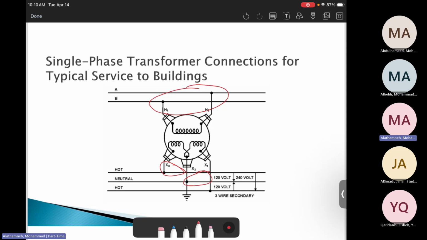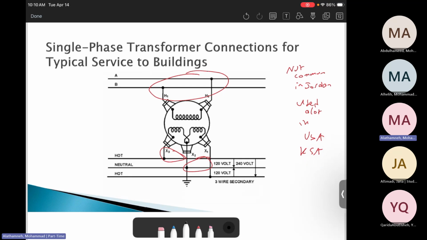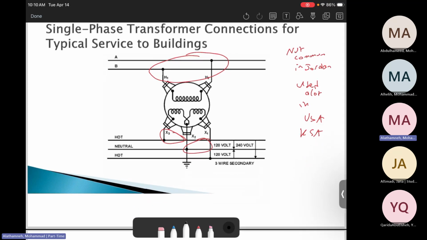for example, in the United States and Saudi Arabia, but this is not common in Jordan. It is used a lot in the United States or Saudi Arabia. Okay, and as an example, or how it looks like, this is the picture, or there's another drawing like this.